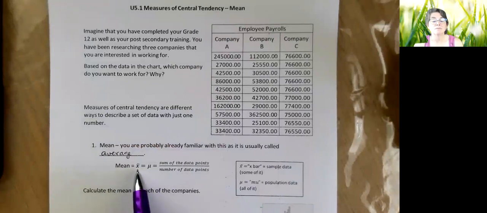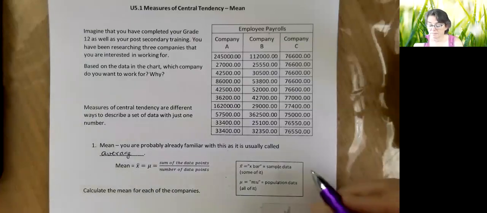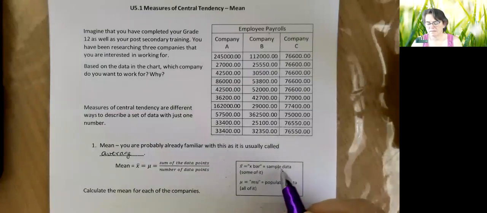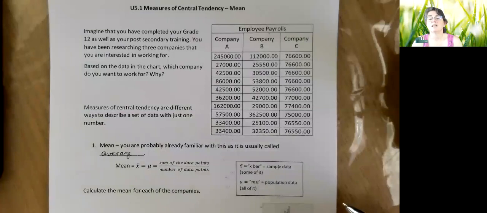It's either this one, which is X bar, or this one, which is mu. Mu is a Greek letter, just like pi. Specifically, if you take a statistics class, which you might take if you get into the BA program, this becomes really important, where X bar is your sample data. So you're only sampling some of the population, not the entire group.